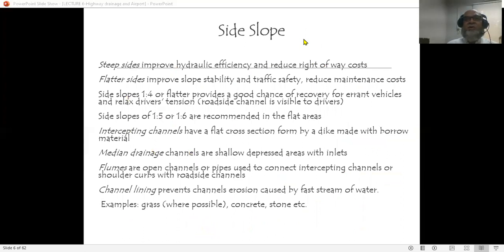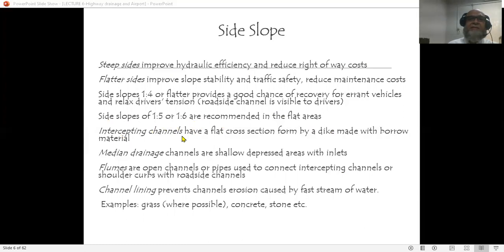Now let's look at side slopes. Steep side slopes improve hydraulic efficiency and reduce hydraulic cost. Flatter side slopes improve stability and traffic safety, and reduce maintenance cost. If you provide slopes of 1 to 4, there is a good chance of recovery for errant vehicles and relaxed driver tension. The side channel is visible to the driver. Side slopes of 1:5 or 1:6, I mean 1 vertical and 5 horizontal, are recommended in the flat areas.